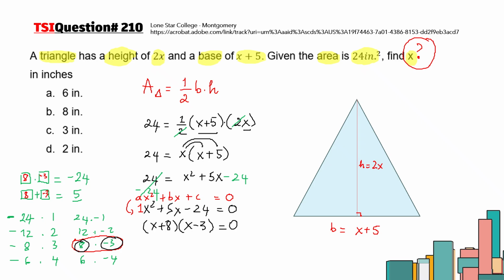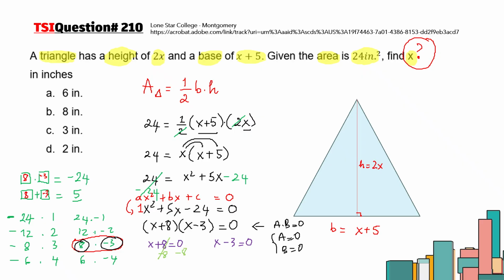Now we have the zero factor theorem. We can apply it here. A times b equals 0, then a equals 0 or b equals 0. So I have my two factors: x plus 8 equals 0, or x minus 3 equals 0. Now I solve for it. Hold on, I subtract 8 from both sides, because you want to get rid of this.